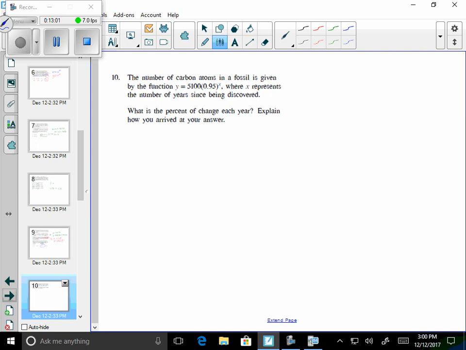The number of carbon atoms in a fossil is given by the function y equals 5,100 times 0.95 to the x, where x represents the number of years since it's been discovered. What's the percent of change each year? Explain. Well, remember, percent change comes from this piece. Now, the 0.95 is obviously less than 1, so it has to be 1 minus our percent. Well, 1 minus what is going to give us that 0.95 that we saw in parentheses? Well, that's going to be 1 minus 0.05.